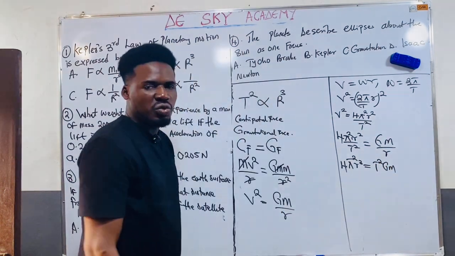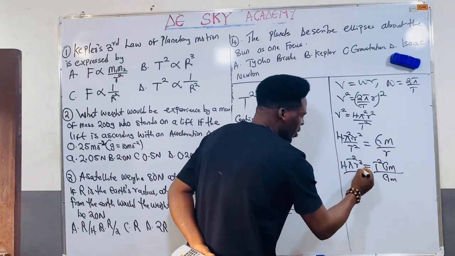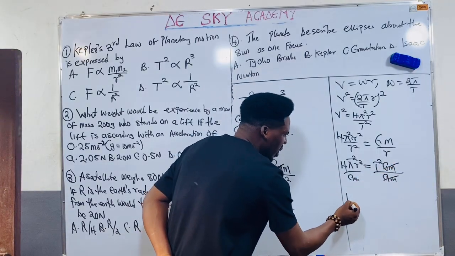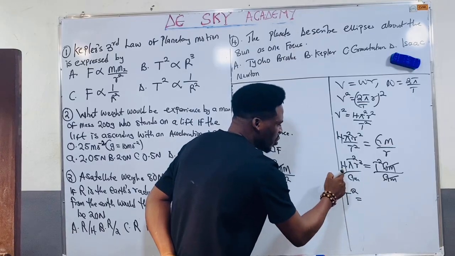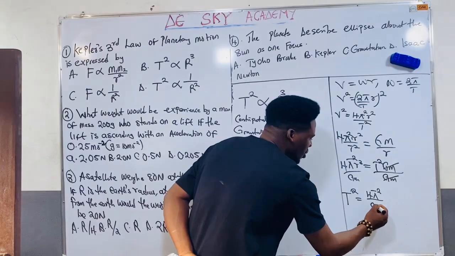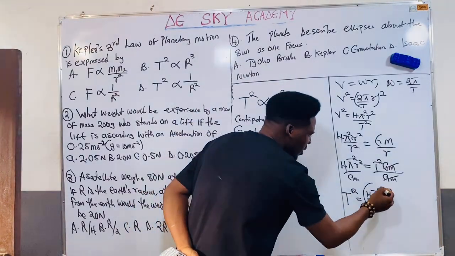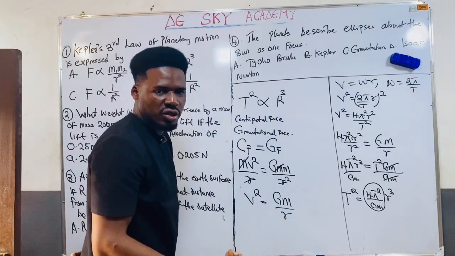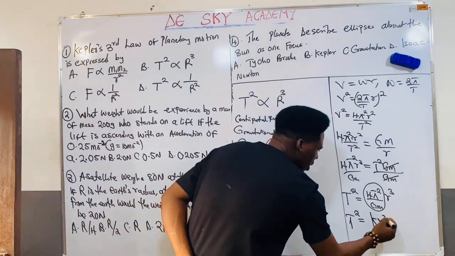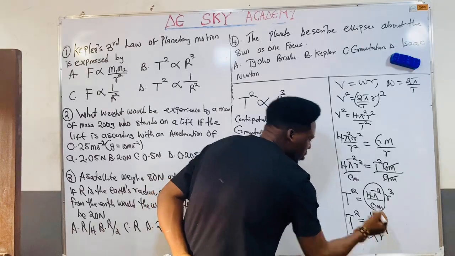Can you make T squared the subject of the formula? Yes. You divide all through by Gm. So this will cancel this, right? I will now have that T squared will now be equal to 4 pi square over Gm, then you have r cubed. Now this 4 pi square over Gm is a constant, therefore I'll have it as T square equals k r cubed, which is the same as T square is directly proportional to r cubed.